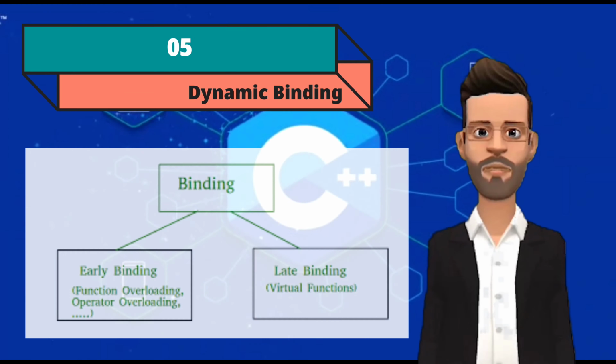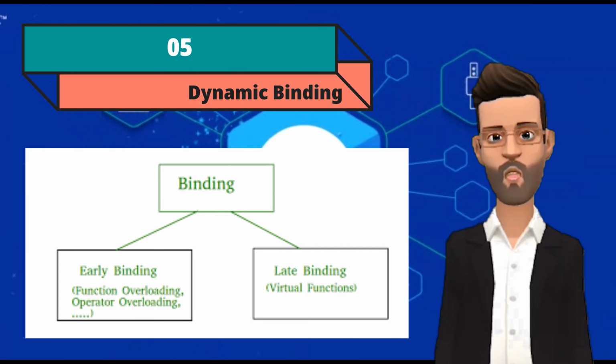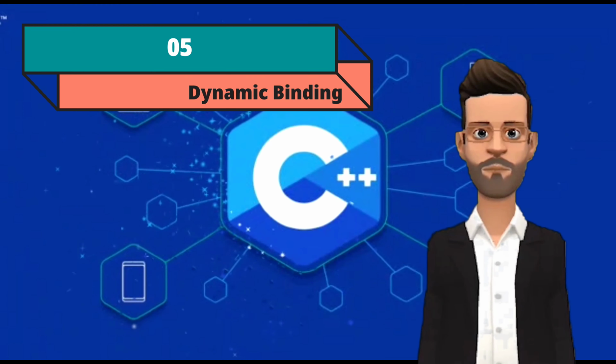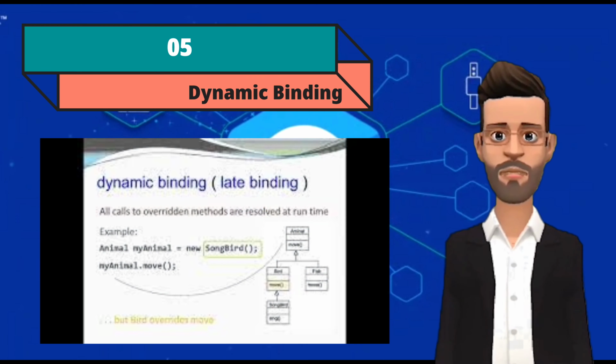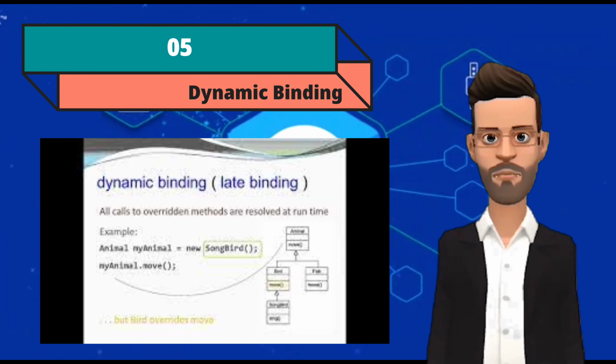The next one is dynamic binding. Dynamic binding refers to linking a procedure call to the code that will execute only once. The code associated with the procedure is not known until the program is executed, which is also known as late binding.